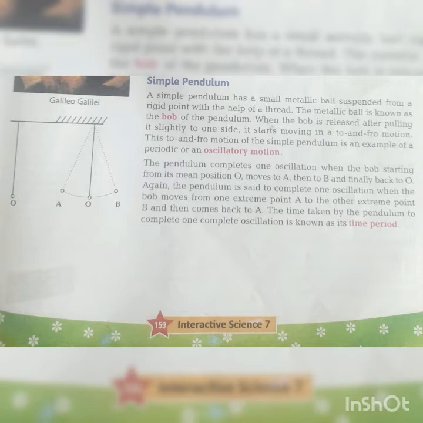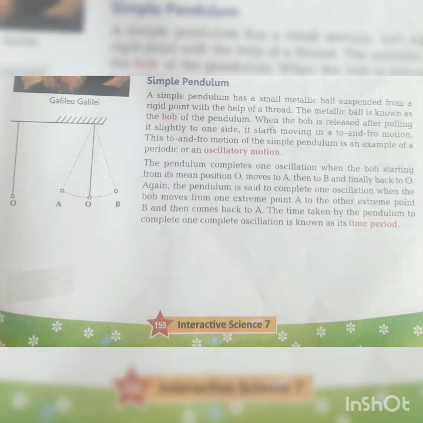Now when we release this bob from one side, it starts moving in a motion known as a to and fro motion. This to and fro motion of a simple pendulum is an example of a periodic or an oscillatory motion. The bob, suspended from a rigid point with a thread, moves in a periodic or oscillatory motion. We know that a periodic or oscillatory motion is a motion which repeats itself at a particular interval of time.